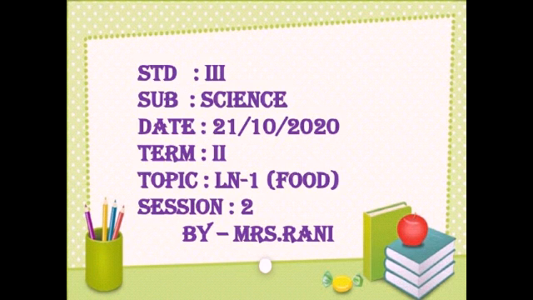From last class, we started the term 2, lesson number 1, food, isn't it? In the food lesson, in the last class, we learned about the 5 main nutrients present in the food, isn't it? What are the nutrients, children? The 5 main nutrients: carbohydrates, proteins, fats, vitamins and minerals, isn't it? And we started revising about the balanced diet also. Okay, let's continue today's class.